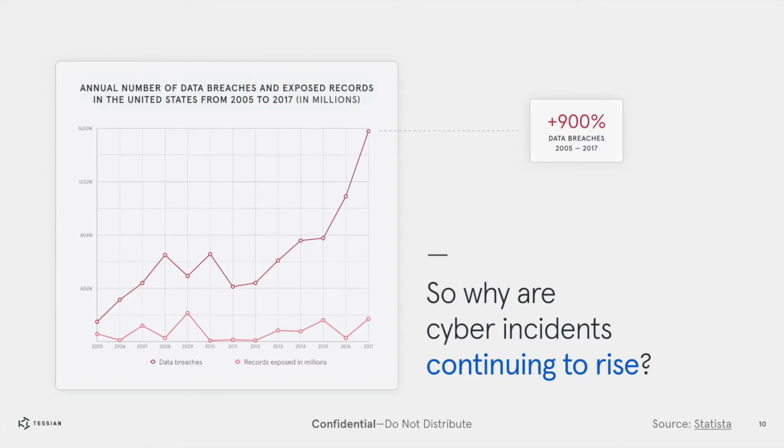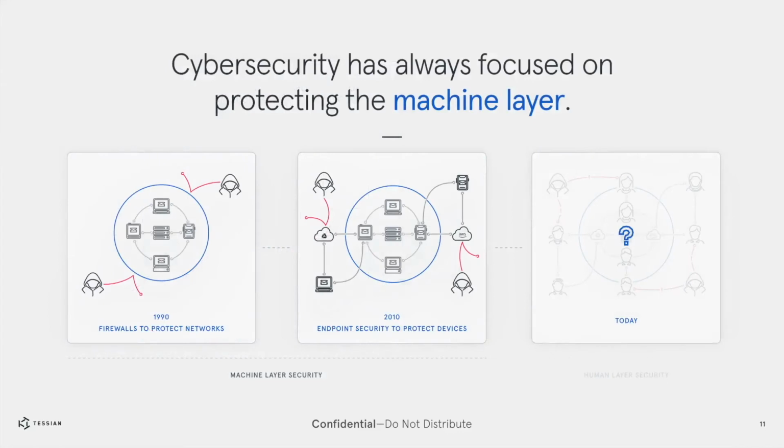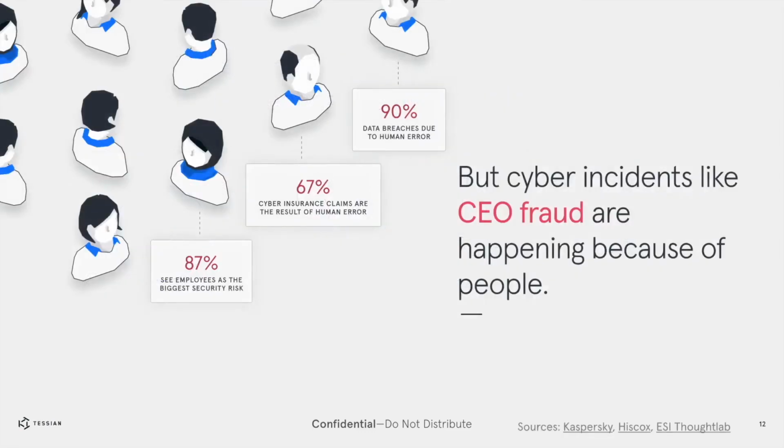Surely an increasing number of solutions would decrease the number of successful attacks. And the reason behind this is that cybersecurity has always focused on protecting the machine layer. So let's look back to 1990. Firewalls were introduced to protect networks. 2010, endpoint security to protect devices. Now, in the modern day, what seems to be very popular is rule-based solutions to protect email and secure email. However, these cyber incidents like CEO fraud are happening and successful because of people.